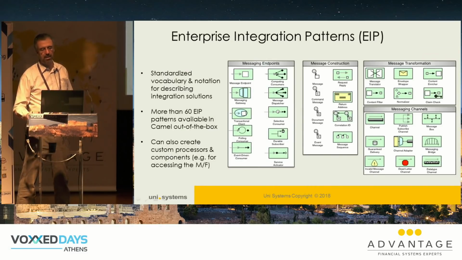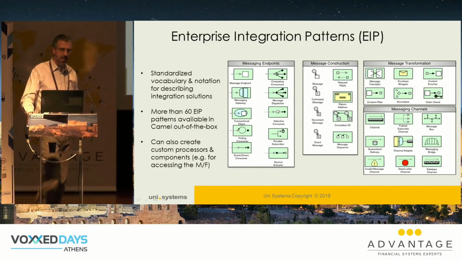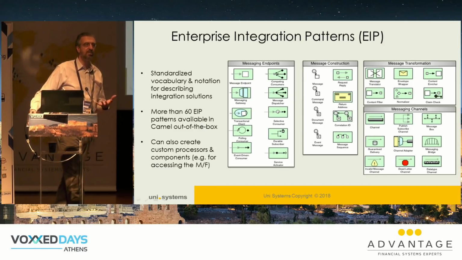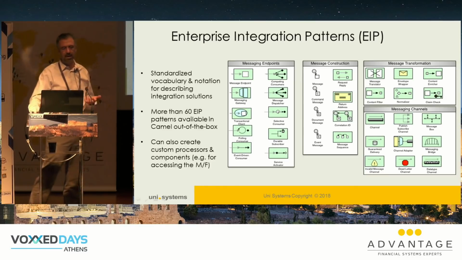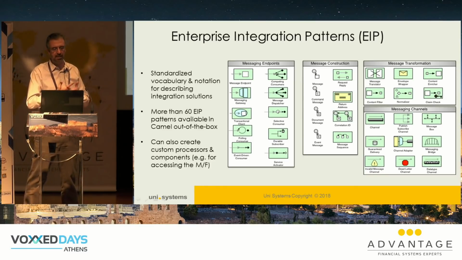To give you an understanding of what can be achieved, in this diagram you see some integration patterns. There's a book called Enterprise Integration Patterns. These have been codified so that there is a common vocabulary and notation for describing integration solutions. Here you see some of the most common ones. There are more than 60 such patterns defined in this book, which is called the Bible of integration patterns. And they are supported in Camel out of the box.